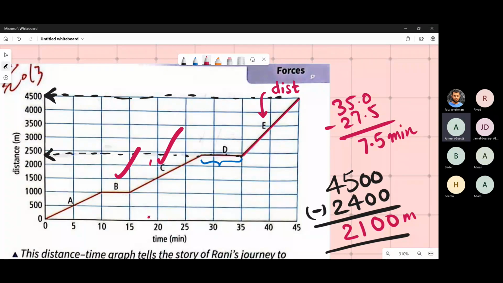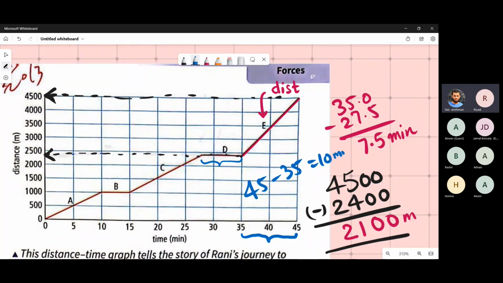Mister, can we make a slope from this graph? Yes, but at different locations. Before that, during the last part of his journey, the E part, how many minutes did he take to cover it? 10. Very good. Explain, how did you get the answer 10? Because he starts from 35 and finishes at 45. So 45 minus 35 is 10 minutes.